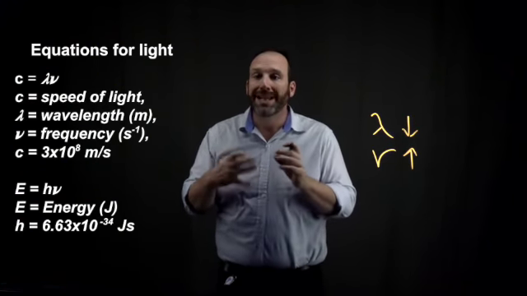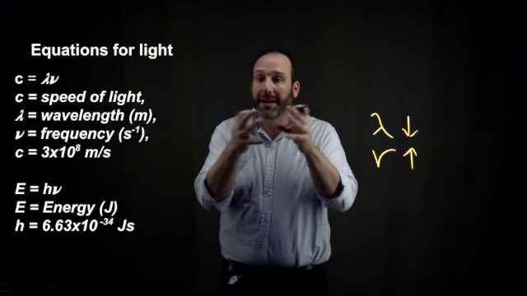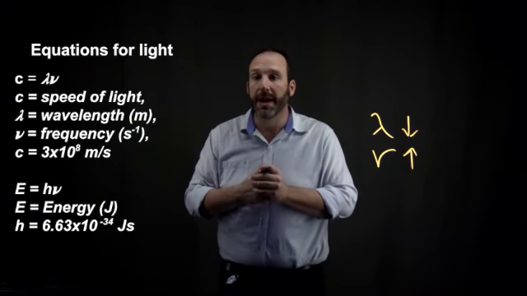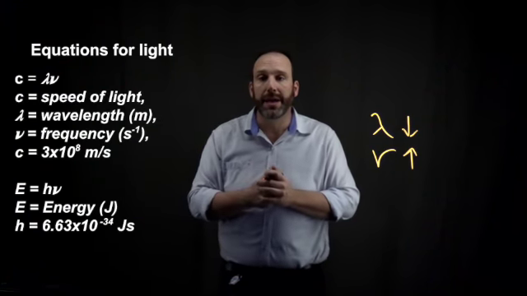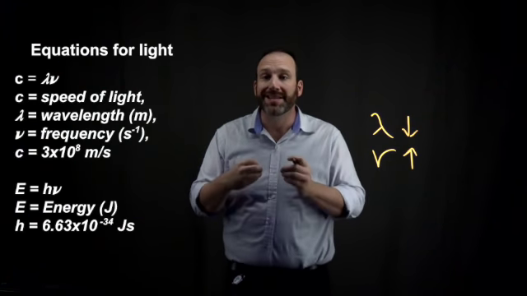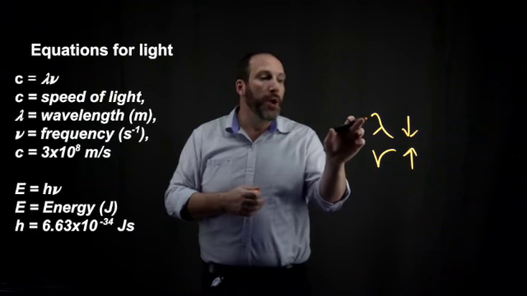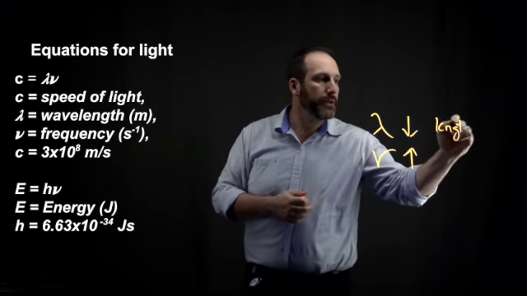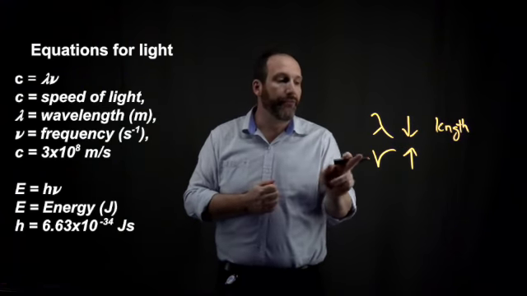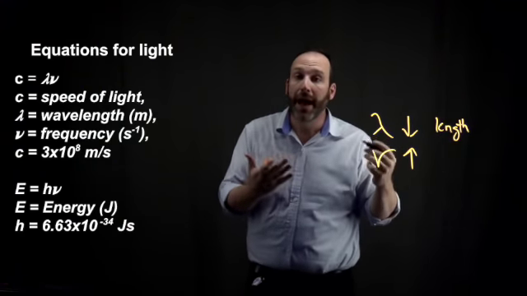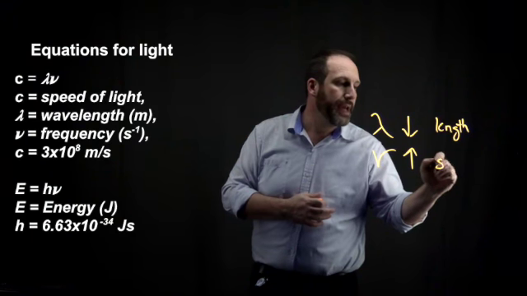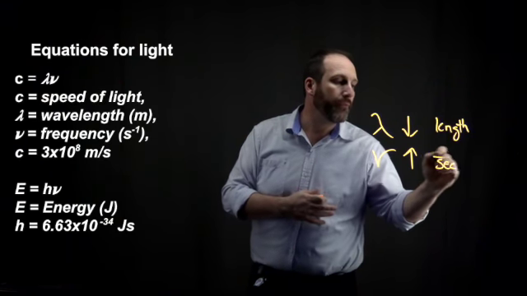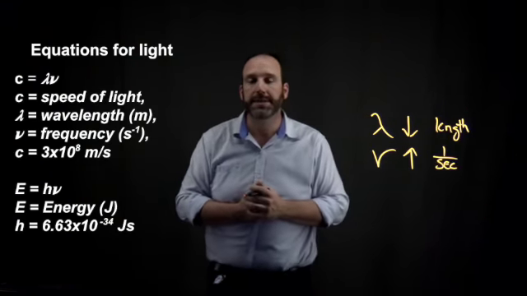We can set the product of those two equal to some constant, and the constant that we are able to use is the speed of light. Wavelength is in a length unit, and frequency is in a time unit, in fact seconds to the minus 1, or 1 over seconds.